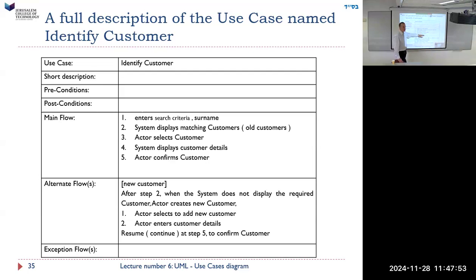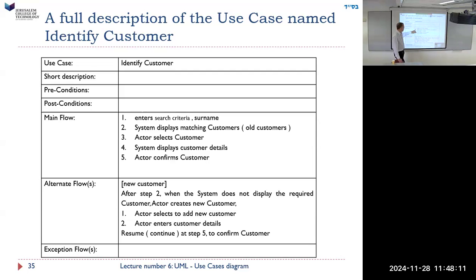Actor confirms, yes, this is the Cohen that I want. But the fact that the system displays the details is not a step that I do. It's not a conversation. It's not what he does and I do, and he does and I do. Of course, he's doing things, but we don't write those here. We write what I do. At least that's the way I understand it.